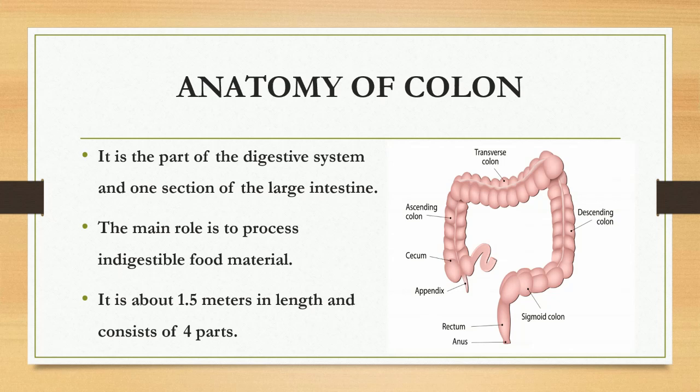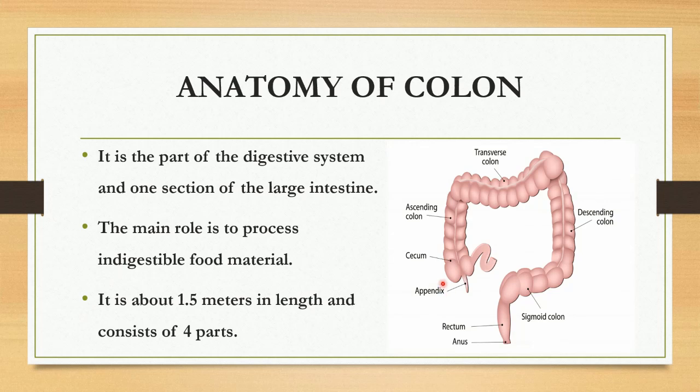Before moving on to the topic, let's have a quick glance at the anatomy of the colon. As you all know, it is part of the digestive system and one section of the large intestine. The main role is to process indigestible food materials, that is, the contents emptied from the small intestine. It is about 1.5 meters in length and consists of 4 parts.